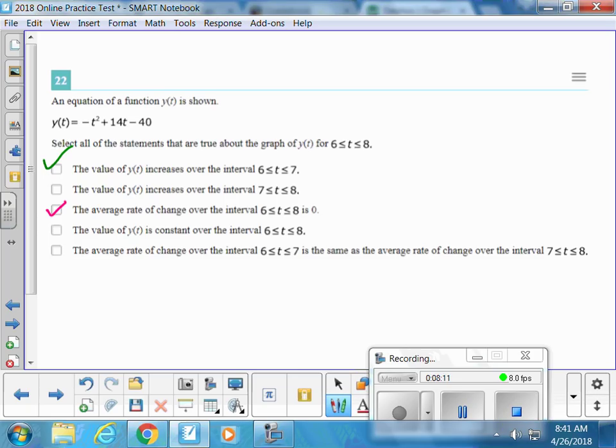The value of y is not constant over the interval 6 to 8. And the average rate of change from 6 to 7 is not the same as the interval from 7 to 8. From 6 to 7, we're increasing. From 7 to 8, we're decreasing. So number 23 only had 2 boxes to check mark.